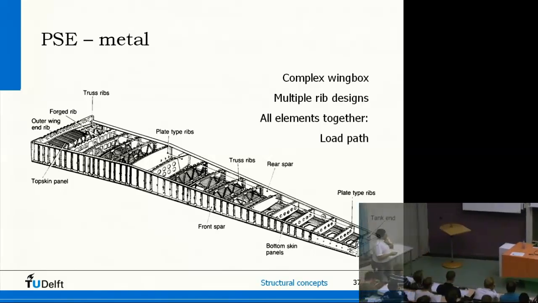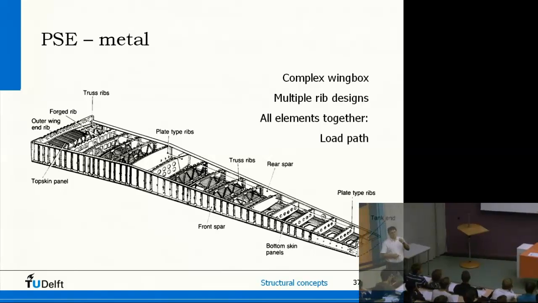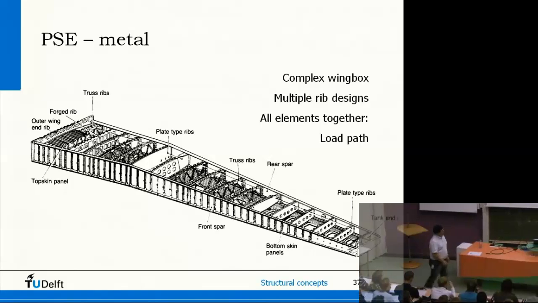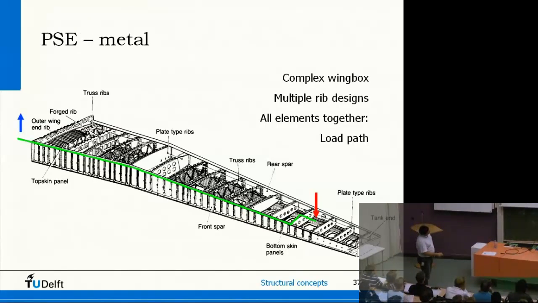Last comment I would like to make here is a load path. How to get a force from this end, the red one, to make equilibrium to that one. You need to have a load path. This is a vertical force, so I need to establish a path from here to there to make that equilibrium.